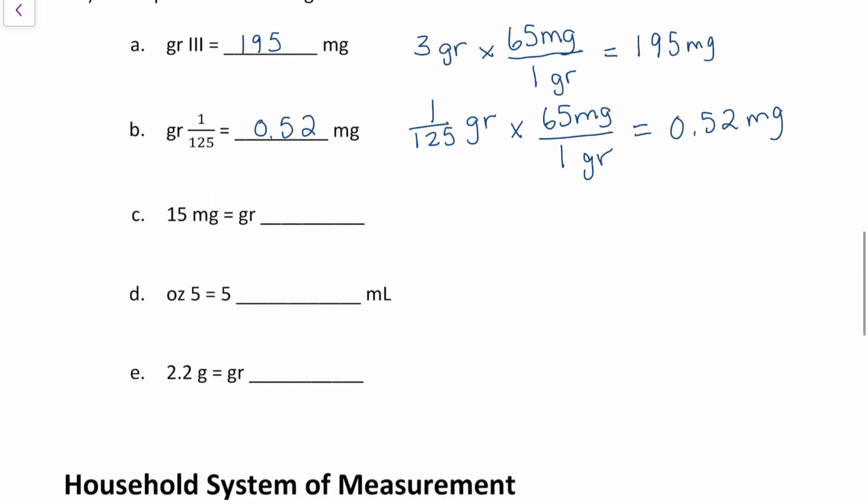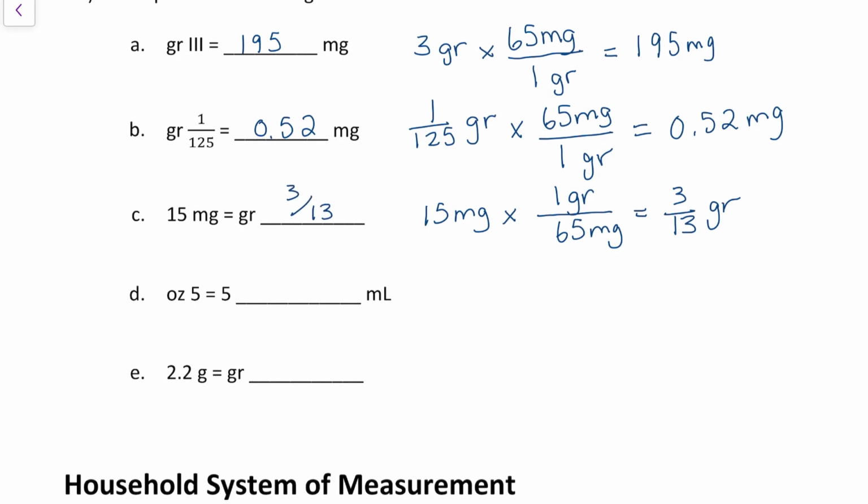This one we're going back the other way, so I'm going to do 15 milligrams and times it by 1 grain over 65 milligrams. So I am doing 15 divided by 65, and I get 3 over 13 grains. Now you may be wondering, why did you use decimals in the previous one and now you're using fractions? Remember that the apothecary system prefers common fractions versus a decimal. So again, our final answer is going to be grains, 3 over 13.